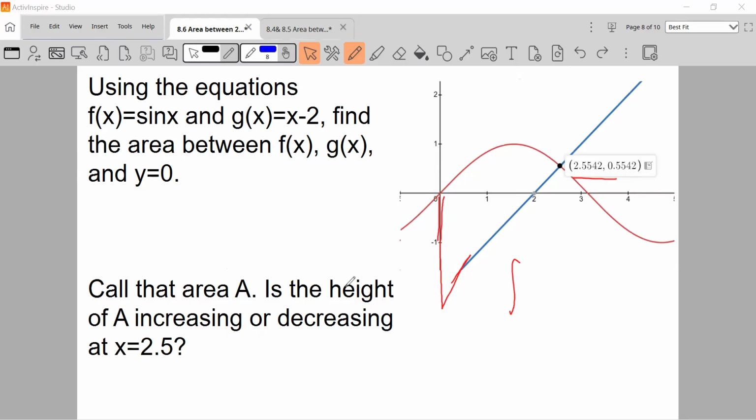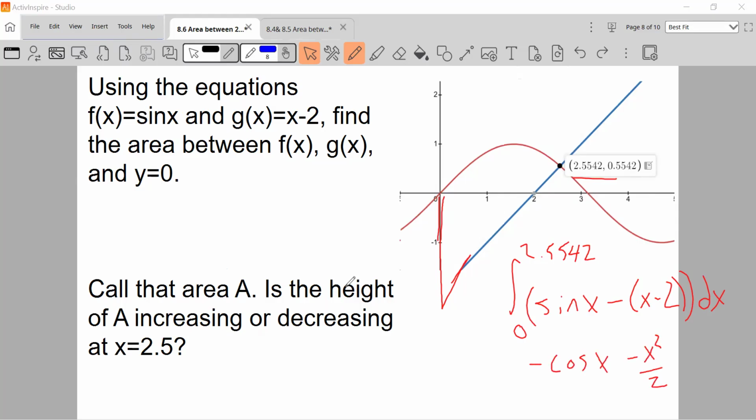So this is just going to become the area, or the integral from 0 to 2.5542 of f minus g dx. We can integrate that real quick to get negative cosine x minus x squared over 2 plus 2x and plug in those bounds. However, you don't really have the ability to plug in 2.5542 in a meaningful way, so don't worry about that piece. This one again is asking, is the height increasing or decreasing at 2.5? I think you guys could see that height's going to be decreasing, but let's talk about the math behind it.